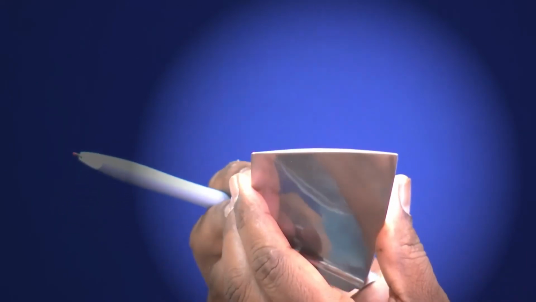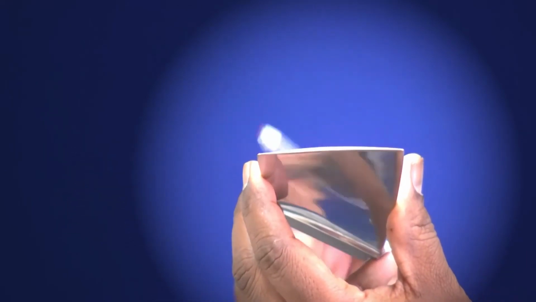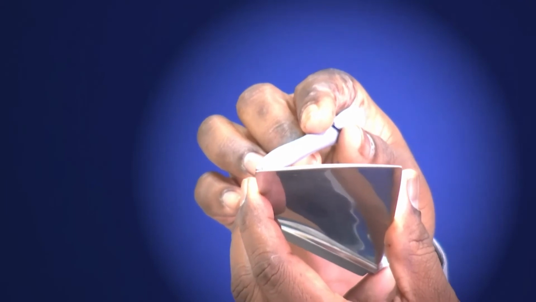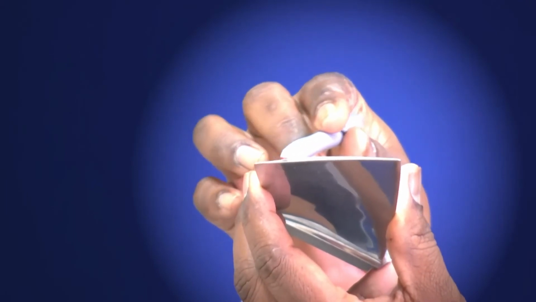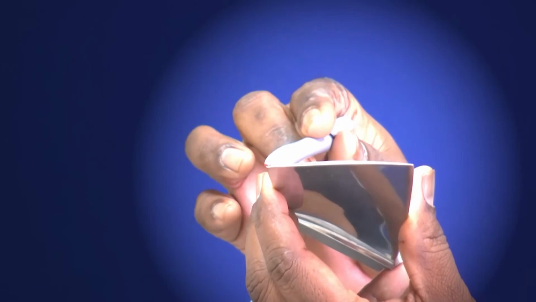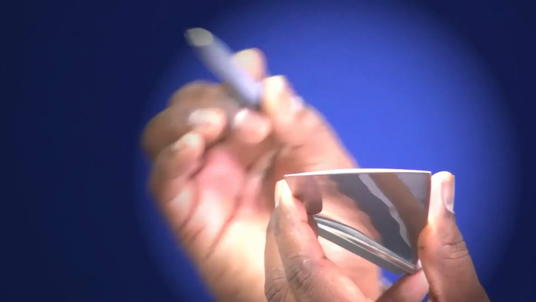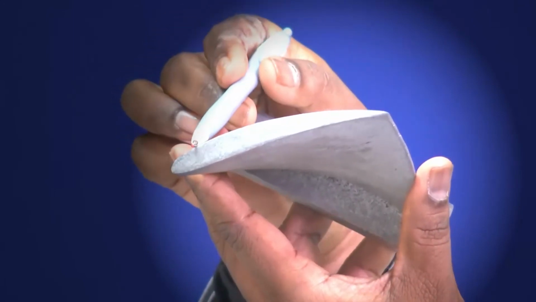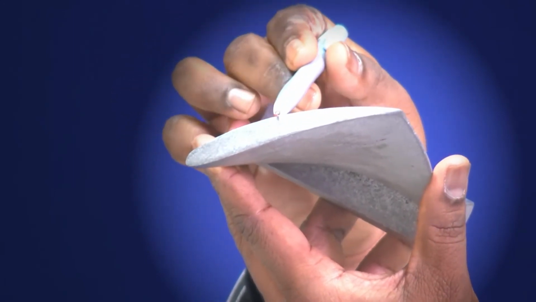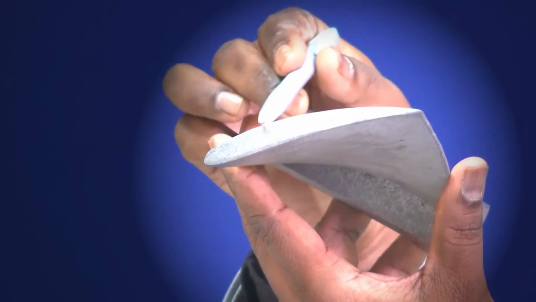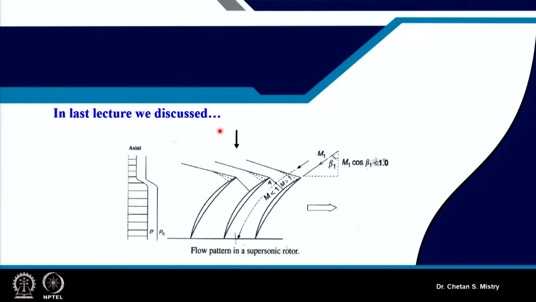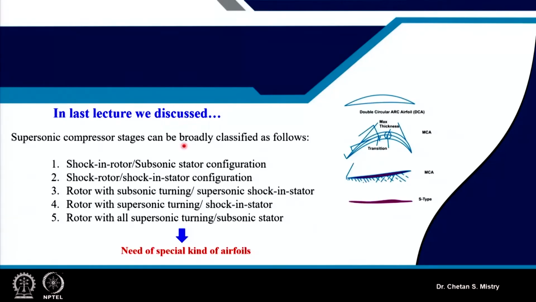Similarly, the trailing edge is also slightly rounded. If we compare these two blades, because of the formation of shock, we have acceleration up to a certain extent on the suction surface. While in the subsonic blade, the acceleration happens because of the curvature. So this is what makes the whole difference here.